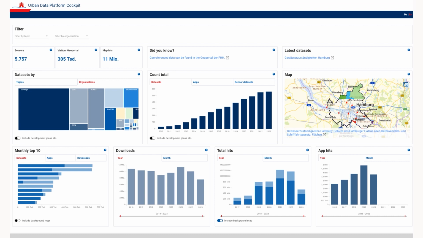What we see here is another example of the Urban Data Platform of Hamburg, the cockpit that shows how frequently services are being used over a time period. The data provided can be used by third-party applications and other services to generate added value.